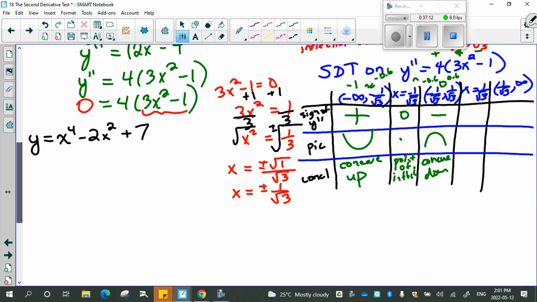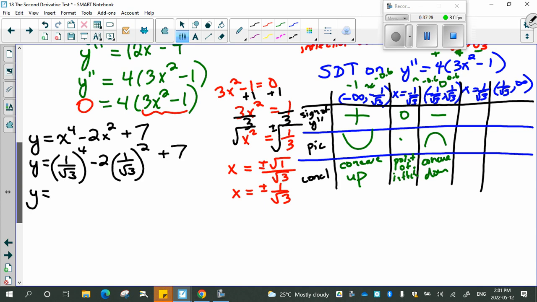Carter's going to do it all on his calculator, but we're not all that lucky. So we have to sub in 1 over root 3 to the 4th minus 2 times 1 over root 3 squared plus 7. Can you change it to decimal? Sorry, and it's negative, isn't it? Negative. No, you can't change to decimal. You want perfect answers. Calculus is pretty imperfect.